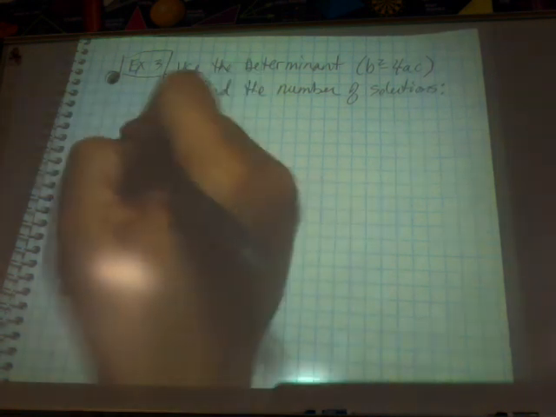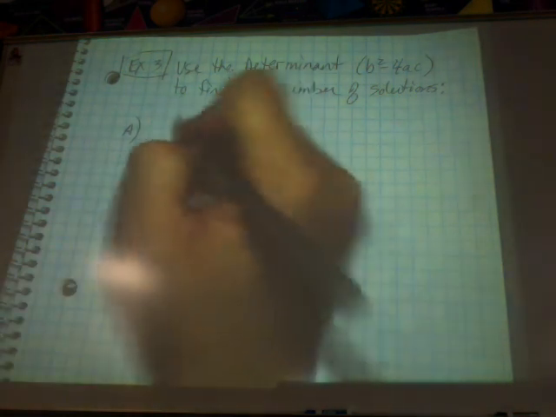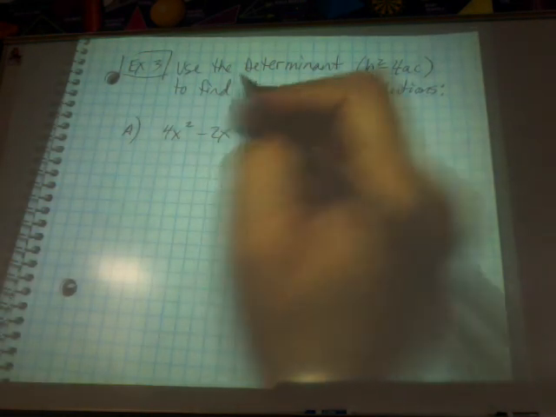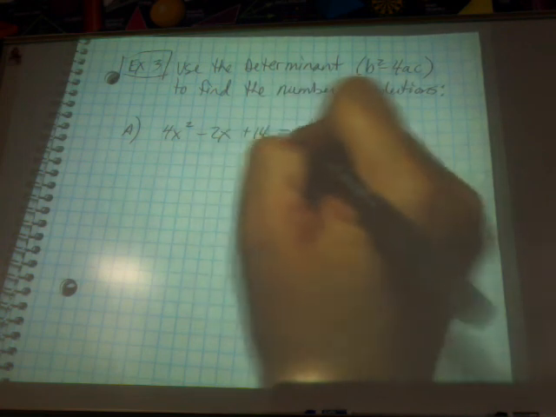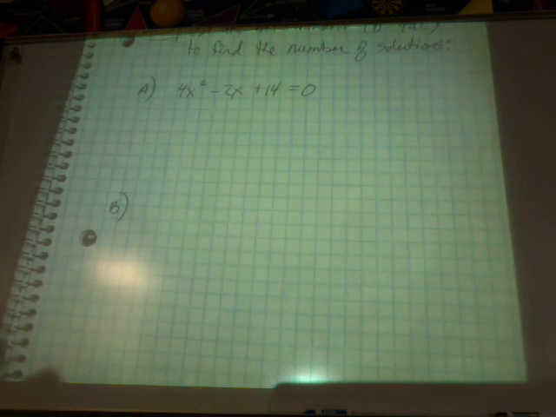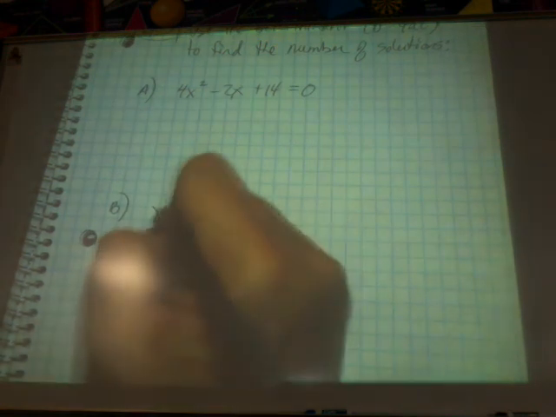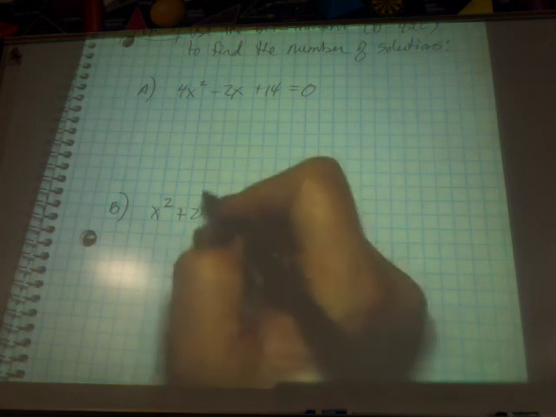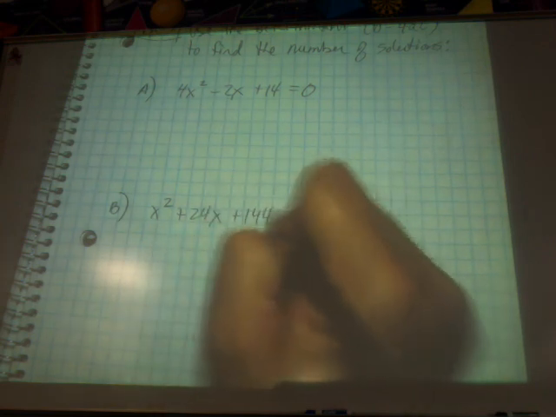All right, so use the determinant to find b squared minus 4ac, this is your determinant. No square root, to find the number of solutions. So part A, we've got 4x squared minus 2x plus 14 equals 0. And then part B, you've got x squared plus 24x plus 144 equals 0.